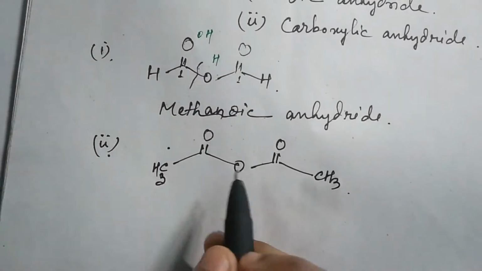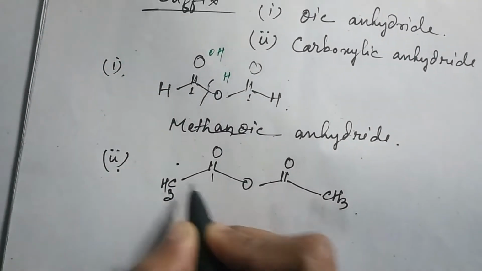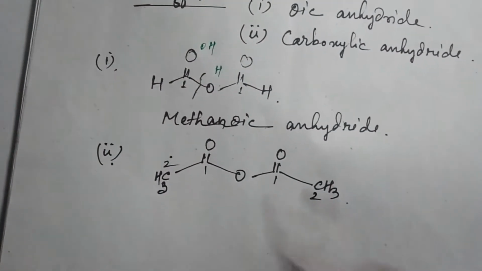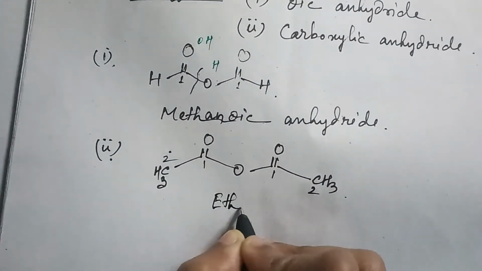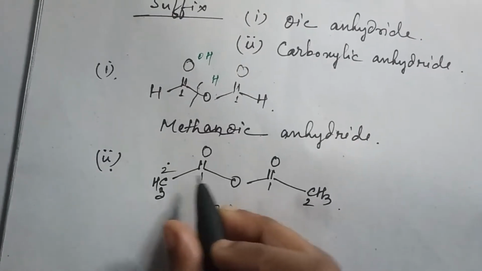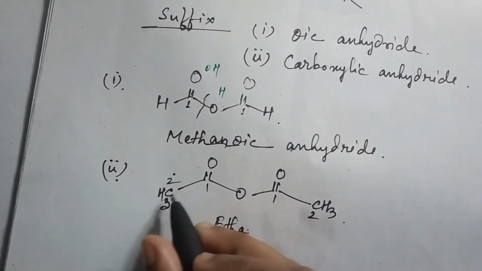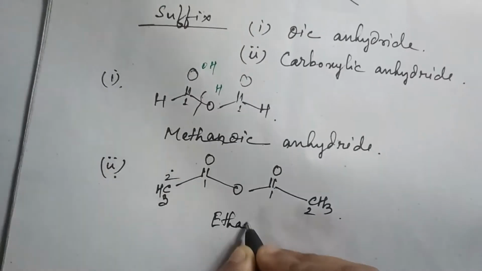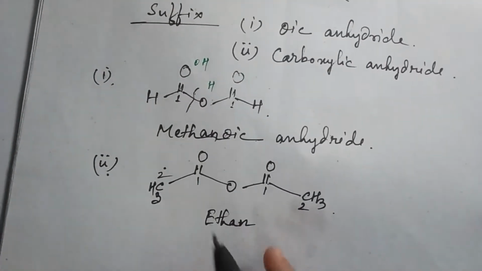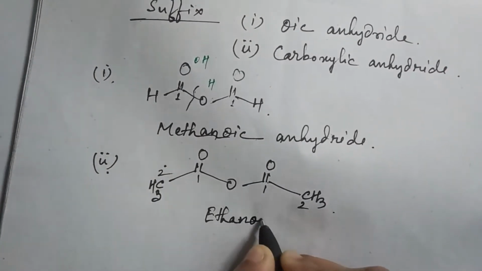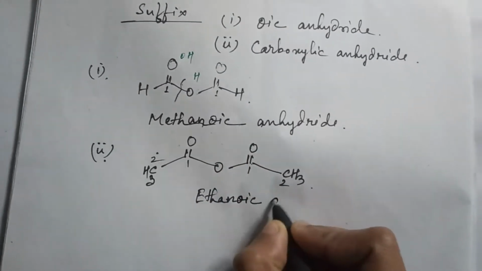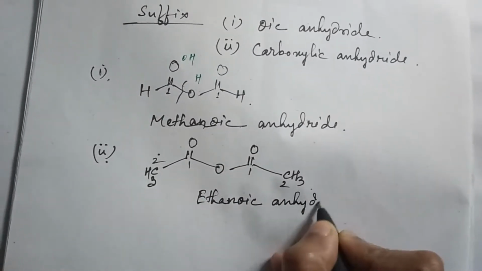Now you can see on both sides of this oxygen atom, two carbon atoms are present. 1, 2, 1, 2. Right? So for two carbon atoms, we know the root name eth. Then single bonds are present between two carbon atoms. Right? So ethane. This anhydride we are getting from an acid. So for acid, we know the suffix is oic. So ethanoic. This is an anhydride compound, so ethanoic anhydride.